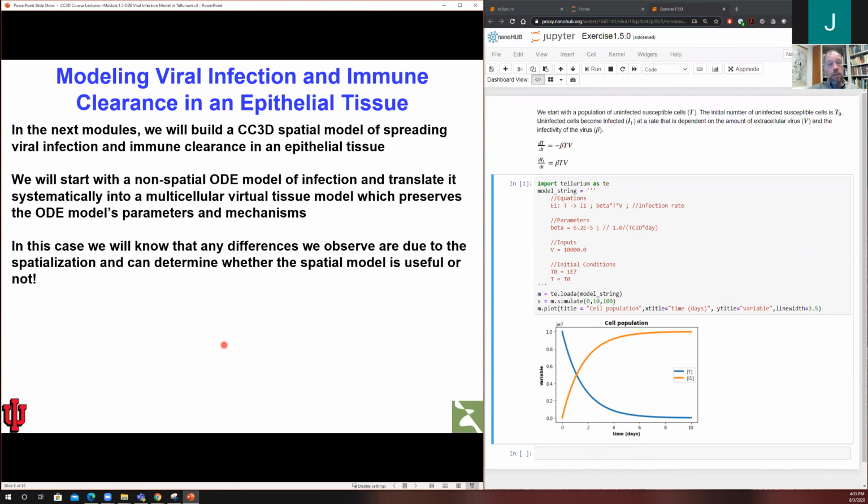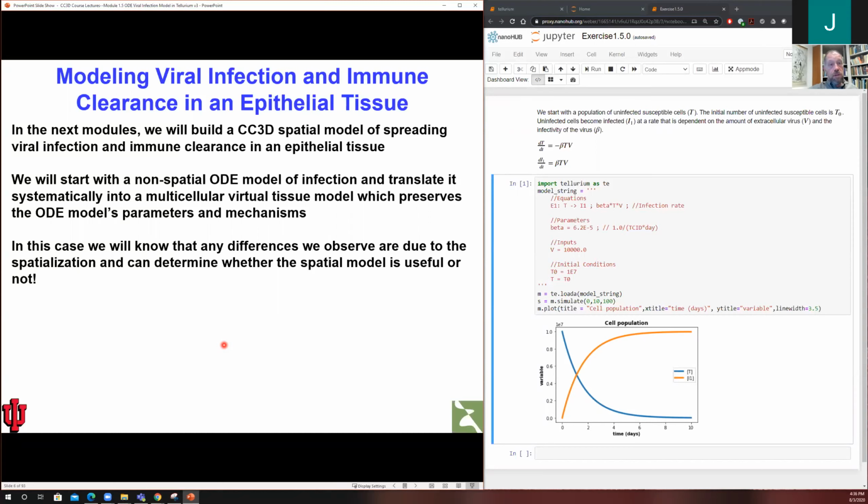Okay. We'll involve taking that ODE model that we're going to run in Tellurium, running it inside of CompuCell. So we have the exact model that we've just written running inside of CompuCell. So we know exactly what it does. And then step by step, we're going to take all of the concepts that are ODE concepts and turn them as appropriate into spatial concepts. And ask the question at each step, what's different?